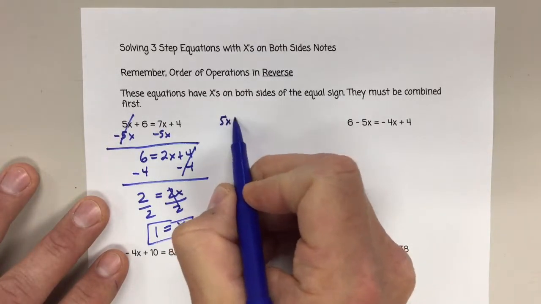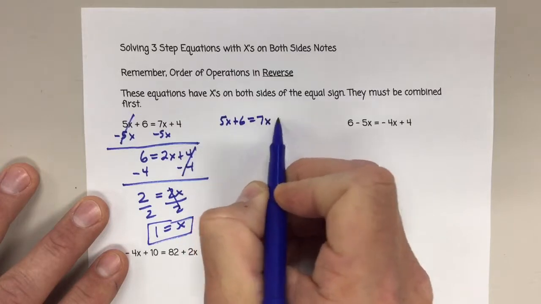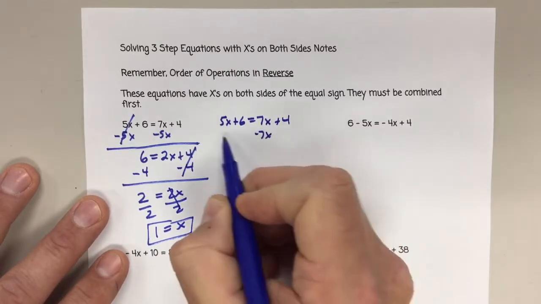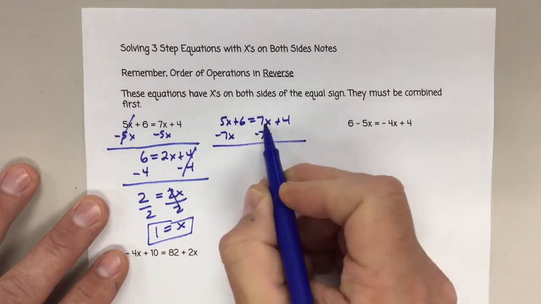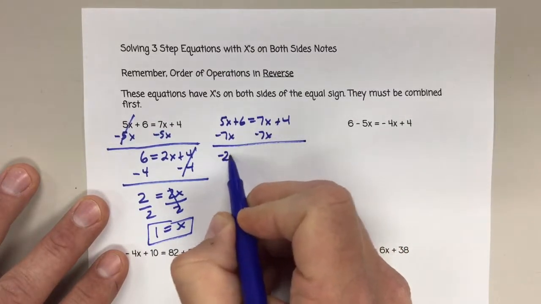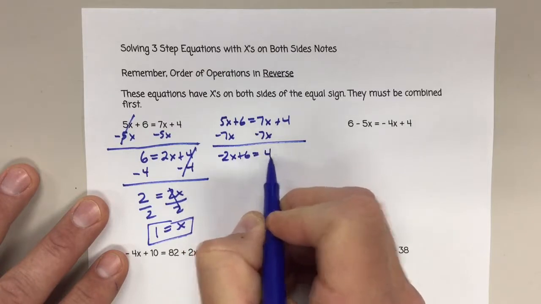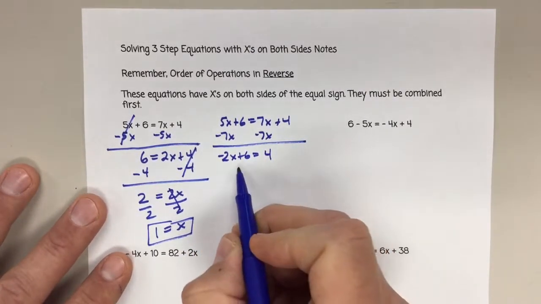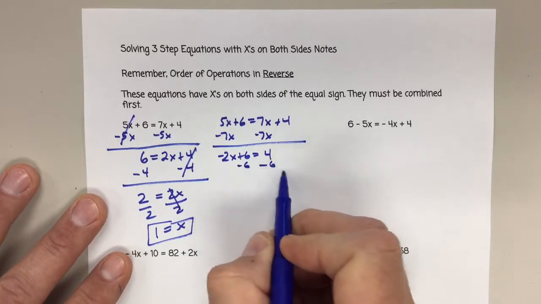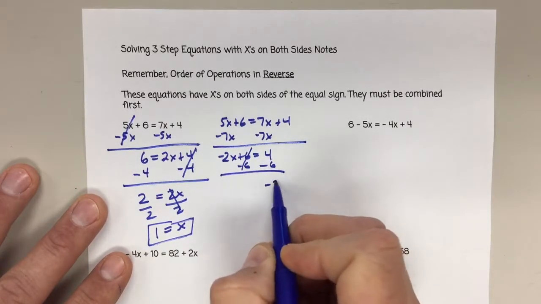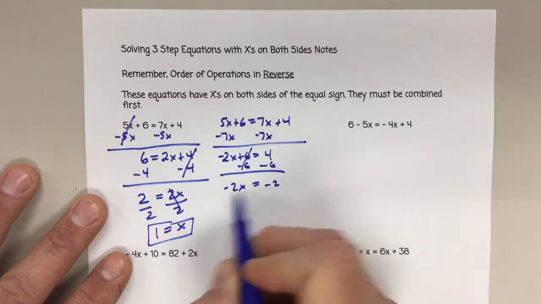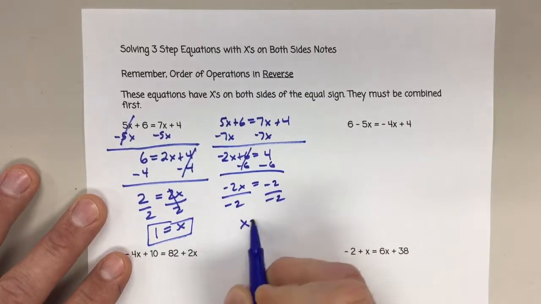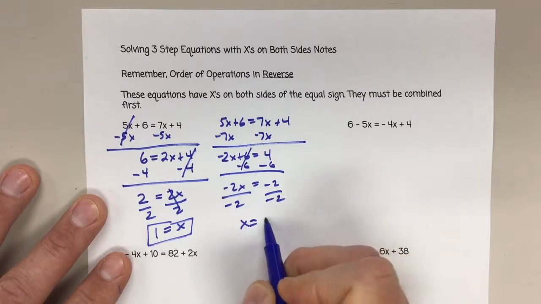Now, it is okay to move the larger of the two x's, so I could have moved the 7x, but let me show you what happens. If I move the 7x, I would subtract 7x from both sides. It gives me negative 2x. Now I have a negative sign to deal with over here. And now I could subtract 6 from both sides. It gives me a negative 2. So now I have two negative signs to deal with. And I would divide both sides by negative 2, and I'd have to remember that negative divided by negative is positive.